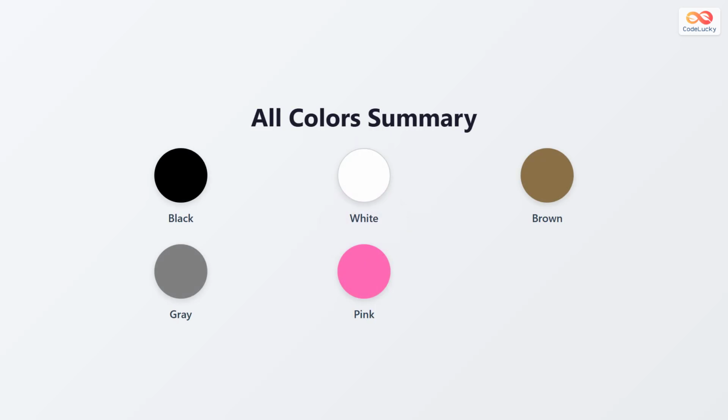Here is a summary of all 5 colors we learned. Black, white, brown, gray, and pink are essential colors in English vocabulary. Each color has its own characteristics and uses. Understanding these colors helps you describe objects, clothing, and scenes accurately in English. Practice using these color words in your daily conversations.